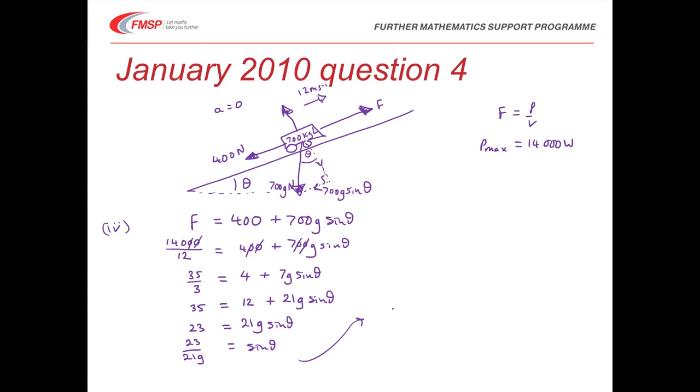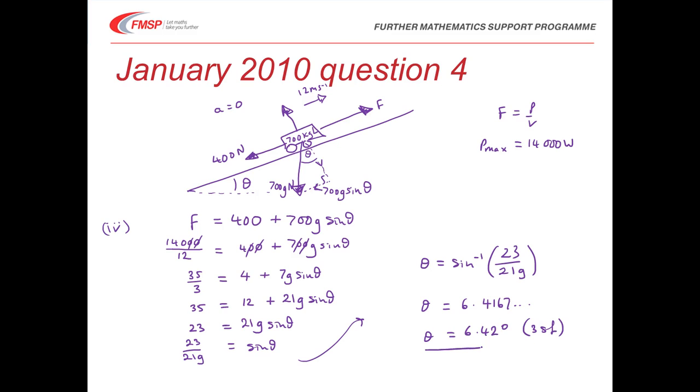Okay, I'm running out of room, so let's move over here. So theta equals sine to the minus 1 of 23 over 21g. And using g as 9.8, of course, that gave me an angle, not a very big one, of 6.4167... Therefore, I gave that as 6.42 degrees to 3 significant figures.